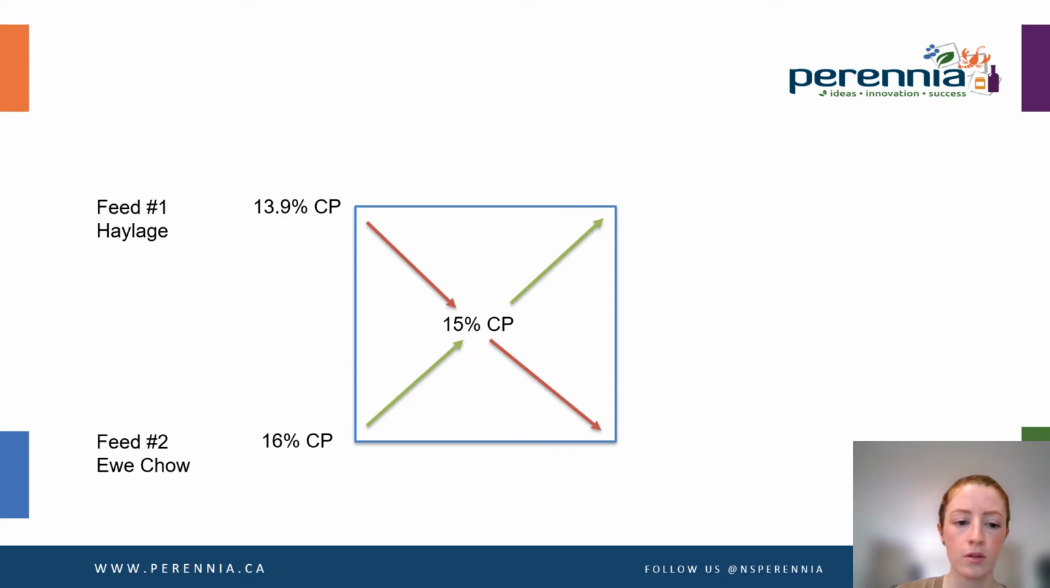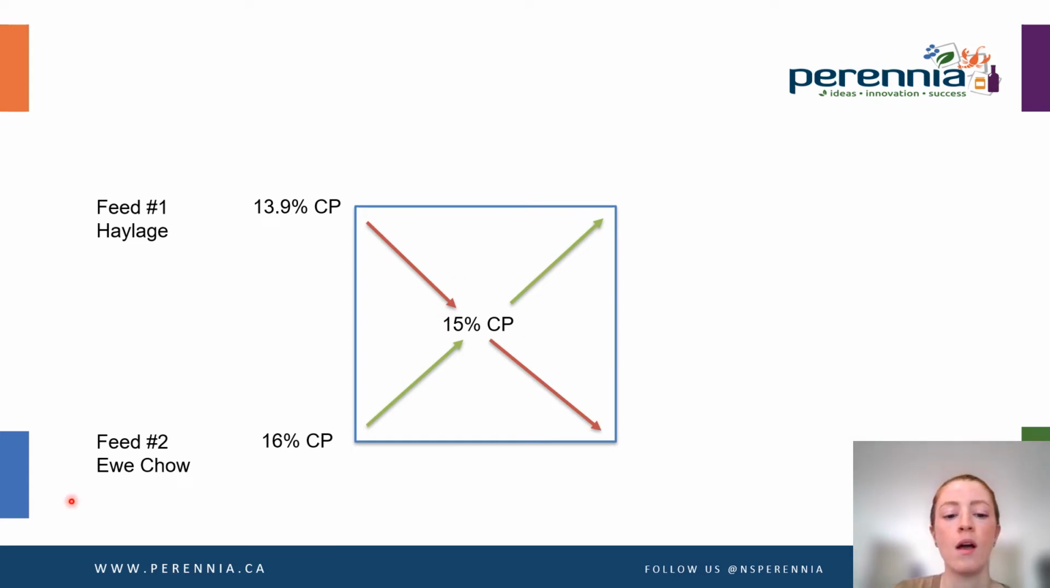So this is a Pearson square. How it works is you put your first input up at the top here, and I'm balancing protein, so I'm going to list the protein content up here, and then down here I'm going to list my second feed choice, so the ewe chow, and it's got 16% crude protein. And then in my box here I'm going to write down my target crude protein amount, so that's 15%.